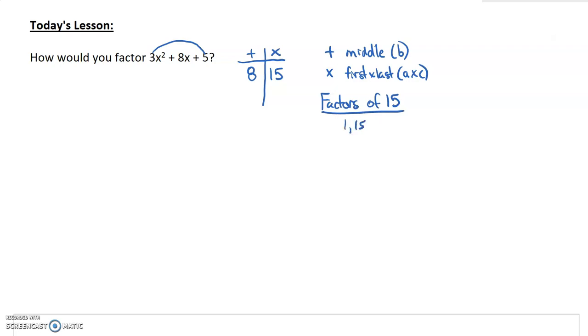We have 1 and 15. We have 3 and 5. Hey, what do you know? 3 and 5, in this case, end up being the two factors. It's really nice because they're also the two numbers there. It won't always be that case. We'll see that in future examples, but in this case, it is. And so what we're going to do is what we call decomposing.